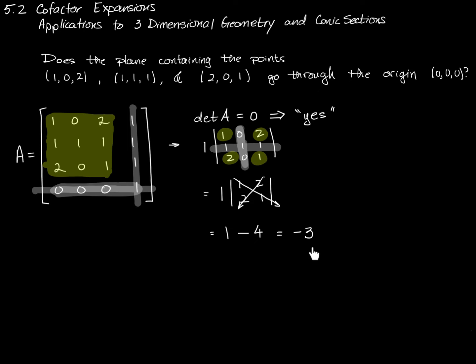But what I found in the process of doing that is that the determinant of this is not zero. The determinant of the 4x4 matrix I've been working with is not zero. And therefore, I can say that the plane containing these 3 points does not also contain this point. So these 4 points are not coplanar. And therefore, the plane containing these 3 points does not go through the origin.